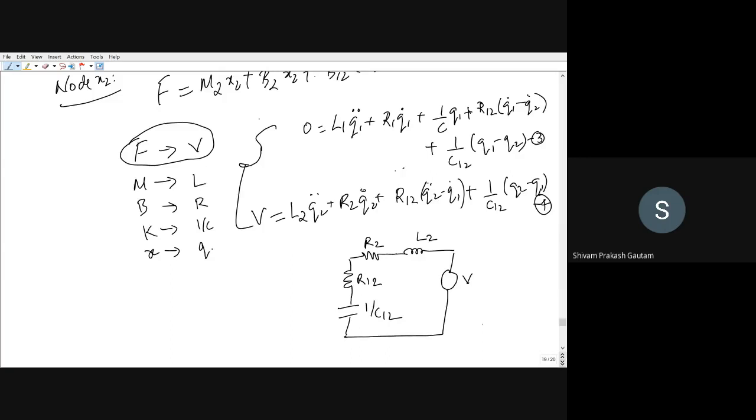And the second loop is equation number 3. You can see L1 is independent, so I can draw L1 here. R1 is multiplied by only Q1, so this is my R1. And 1 by C is also multiplied by only Q1, so let it be 1 by C. And again, R12 is common, and 1 by C12 is again common. So this is my equivalent electrical network of the mechanical system that we have just seen.